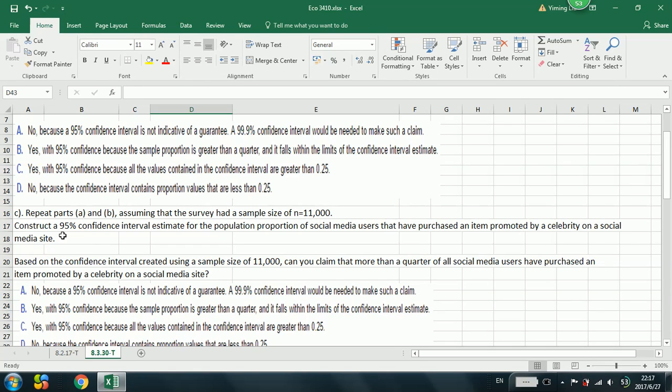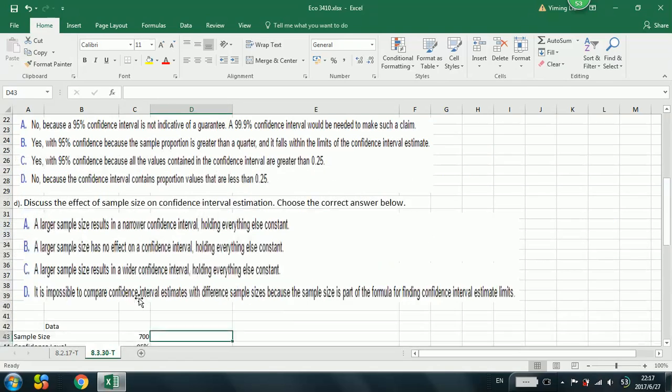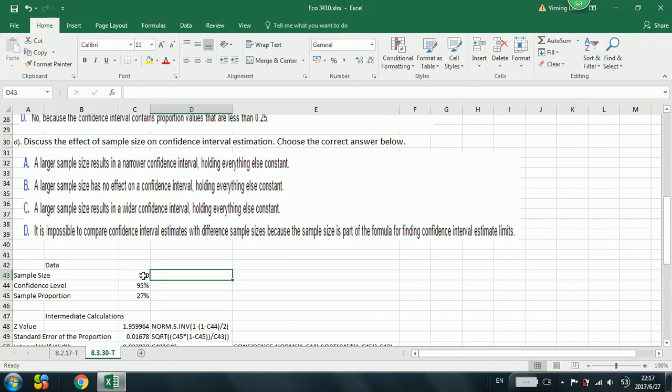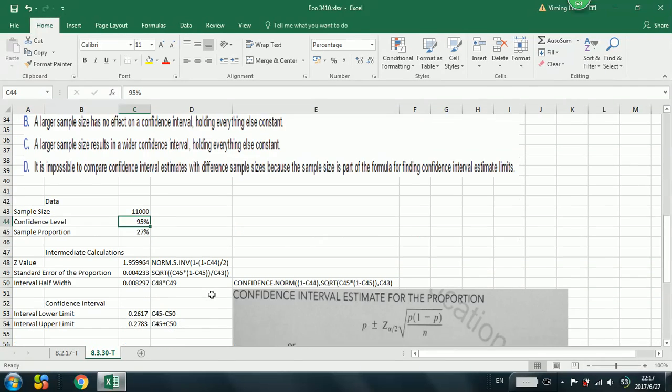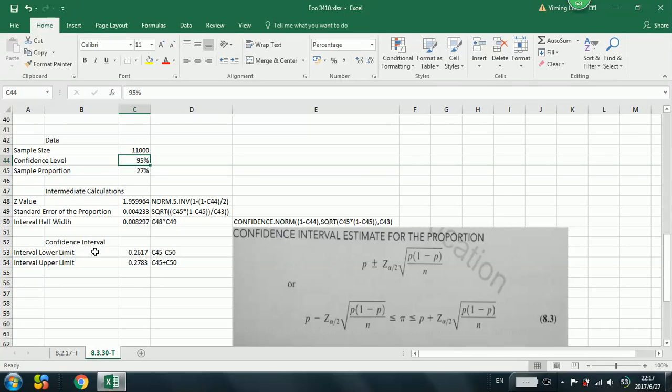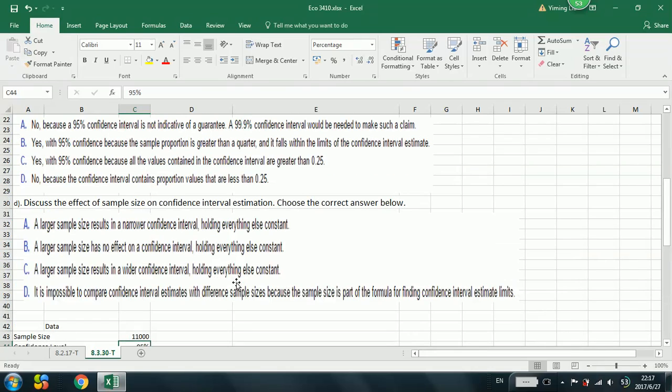For part C, repeat parts A and B, assuming that the survey had a sample size of n equals 11,000. Construct a 95% confidence interval estimate for the population proportion of social media users that have purchased the item promoted by a celebrity on the social media site. The only thing we need to change is the sample size, from 700 to 11,000. What has changed is the confidence interval at the very end, which becomes 0.26 to 0.27.